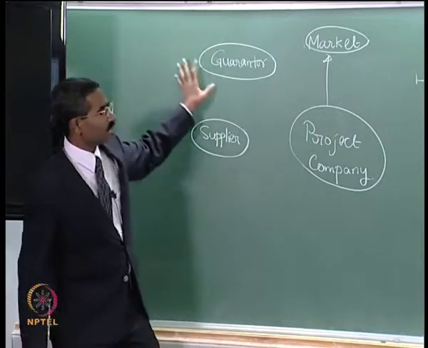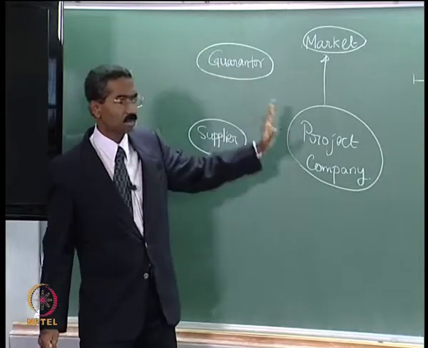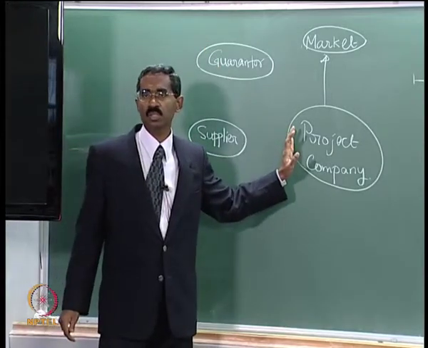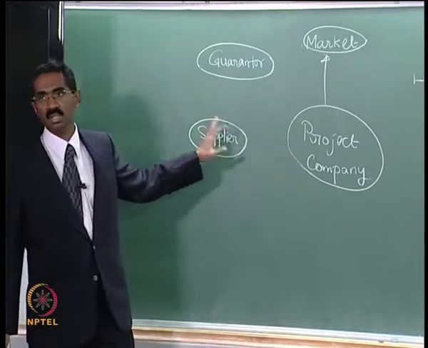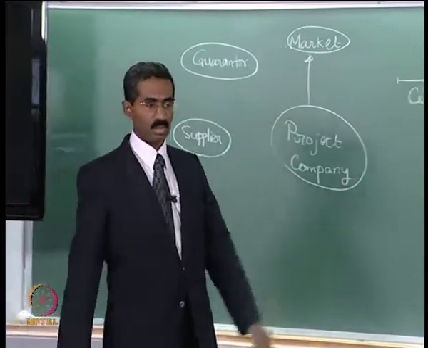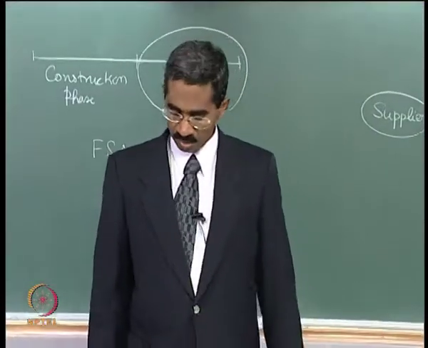So if there is a default by a guarantor, if the guarantor is not in a position to make good of the additional costs incurred by the project company, then the project company can go ahead and cancel the supply contract. So this is another basis on which termination can happen.